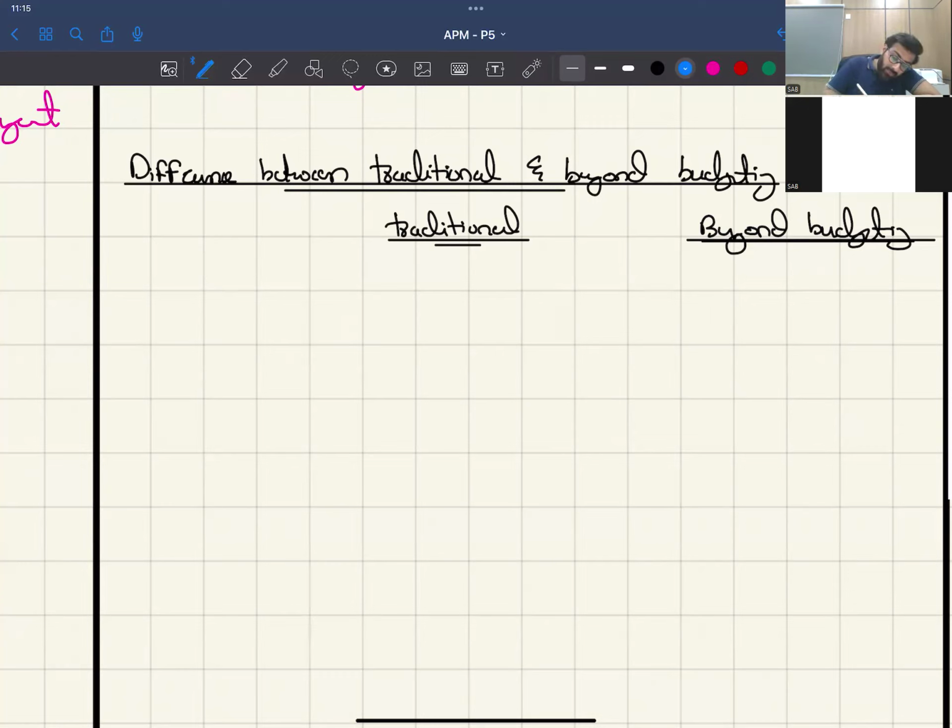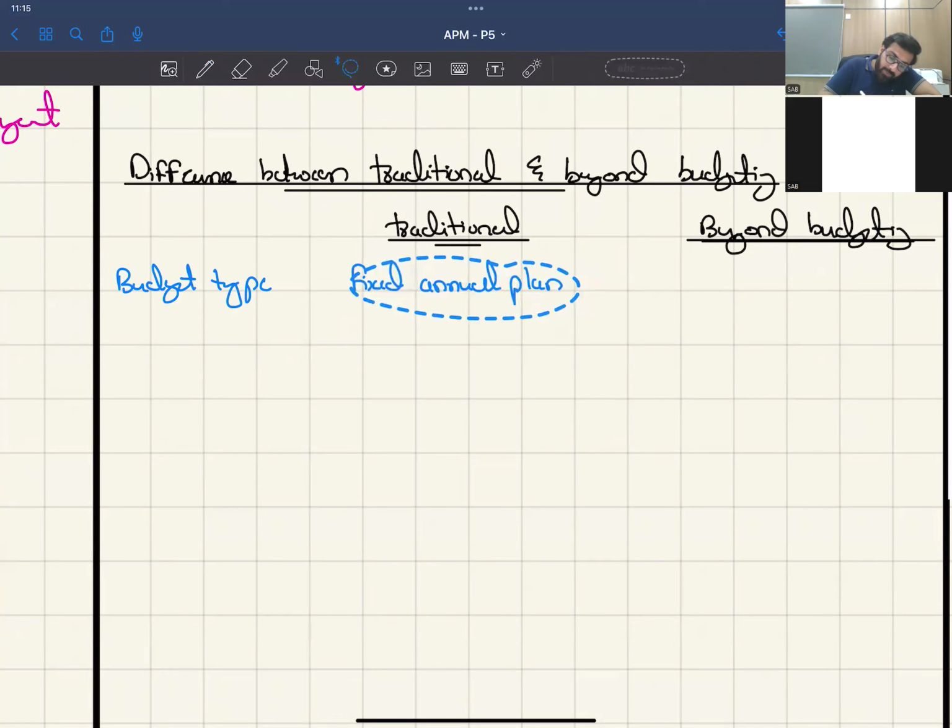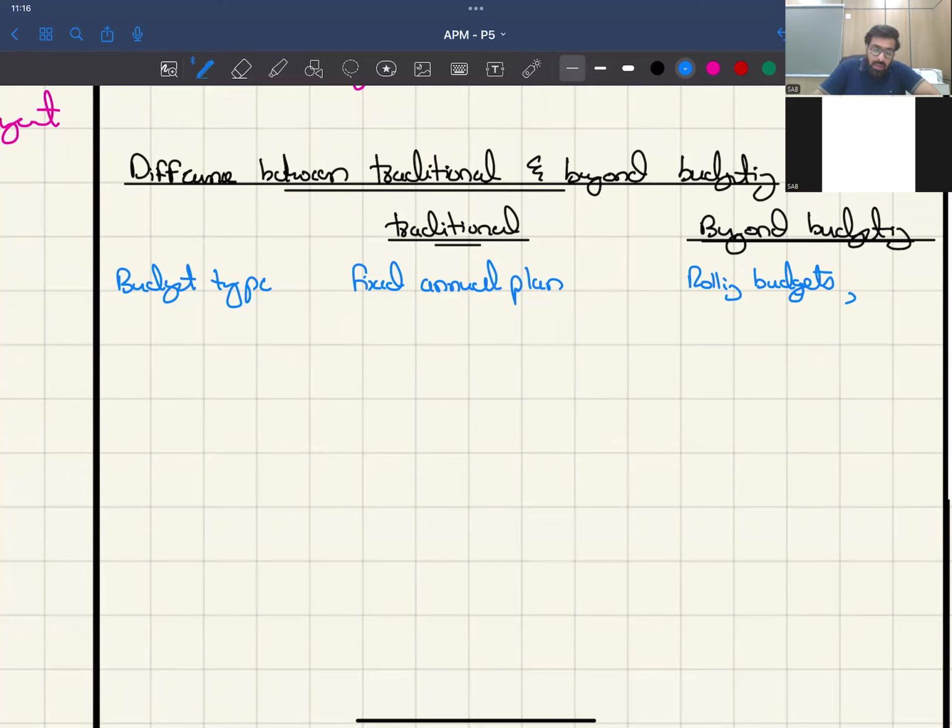If you need to highlight the differences, first, budget type. In the traditional approach, the budget type is simply the fixed annual plan, right? Whereas in beyond budgeting, you have rolling budgets. We have done some questions on rolling budgets as well. So budget type means fixed annual plan versus rolling budgets.